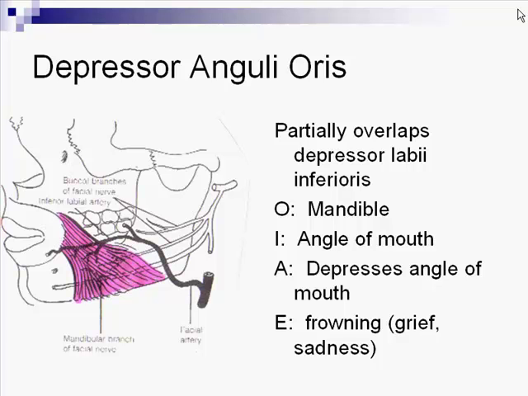Depressor anguli oris partially overlaps the depressor labii inferioris. This muscle is also known as the triangularis. Look at the shape of the muscle. This depresses the angle of the mouth. The expression is frowning, as in grief, sadness.